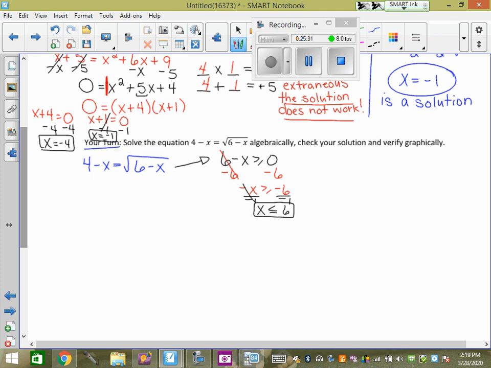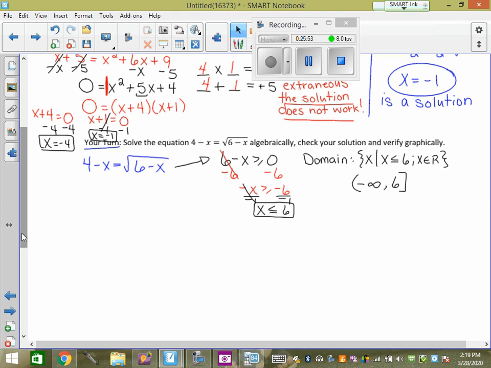So my domain in set notation is x such that x is less than or equal to 6, x in the reals. In interval notation, I'm going to go from negative infinity to 6. Close bracket because it's equal to, round bracket because infinity is never equal to.